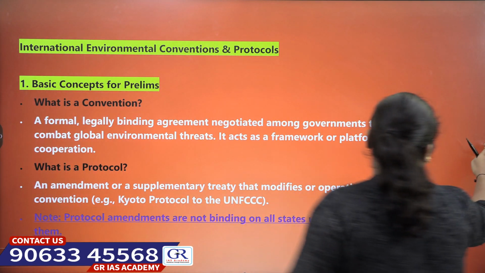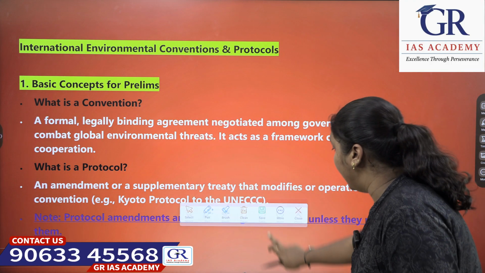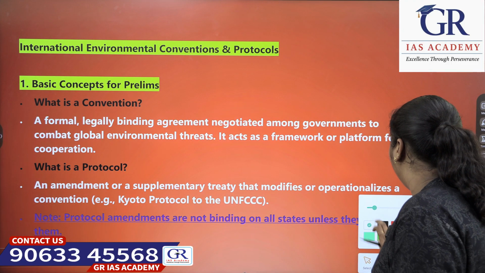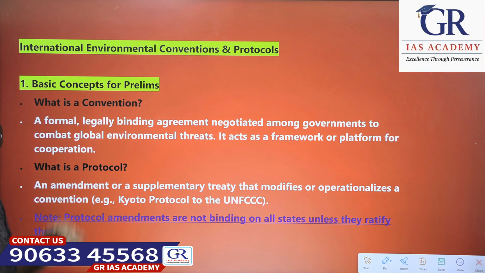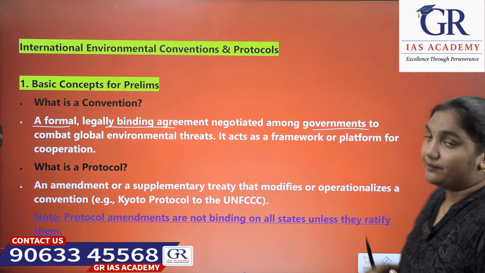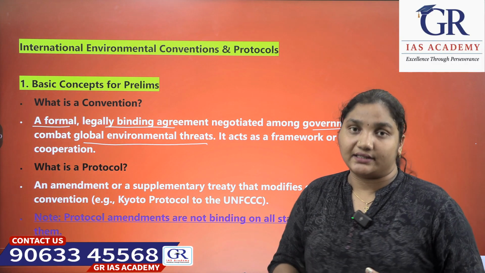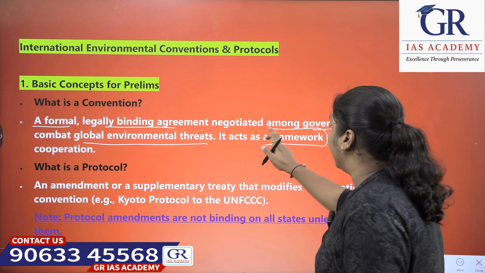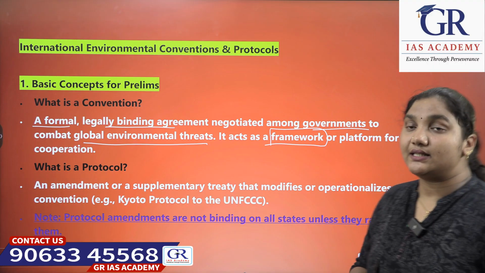See, the first thing is International Environmental Conventions and Protocols. In this, we'll see a few basic concepts of it. What is a convention? A convention is a formal legally binding agreement negotiated among governments to combat global environmental threats. It acts as a framework or platform for cooperation in protecting the environment.